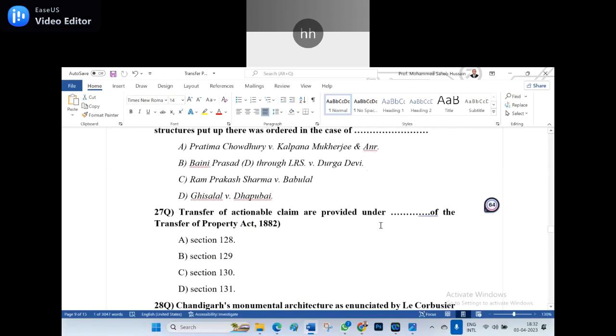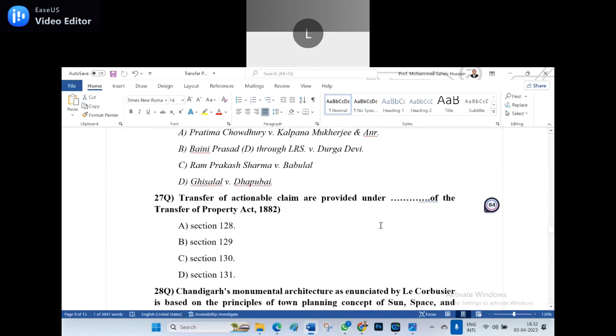Now the 27th question. Transfer of actionable claims is provided under the dash of the Transfer of Property Act, 1882. A. Section 128. B. Section 129. C. Section 130. D. Section 131. C, 130. C, 130.